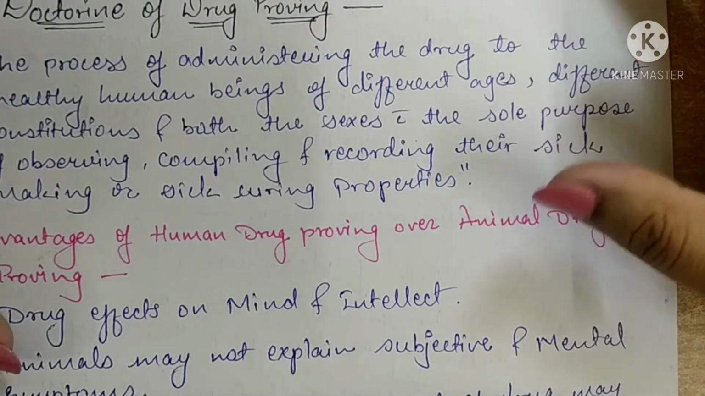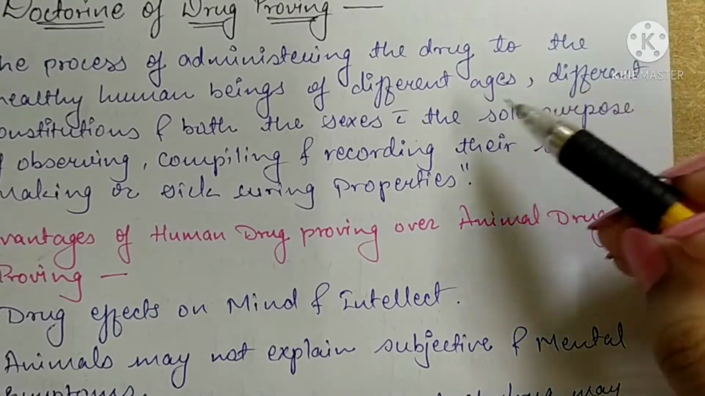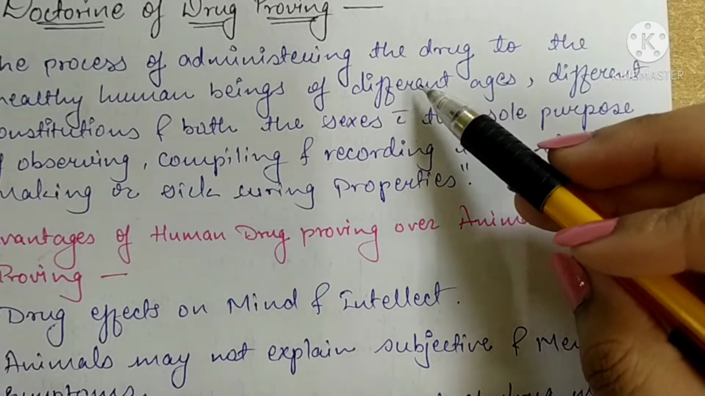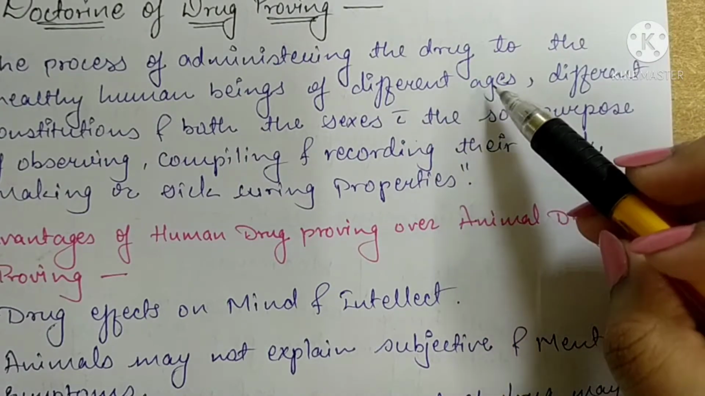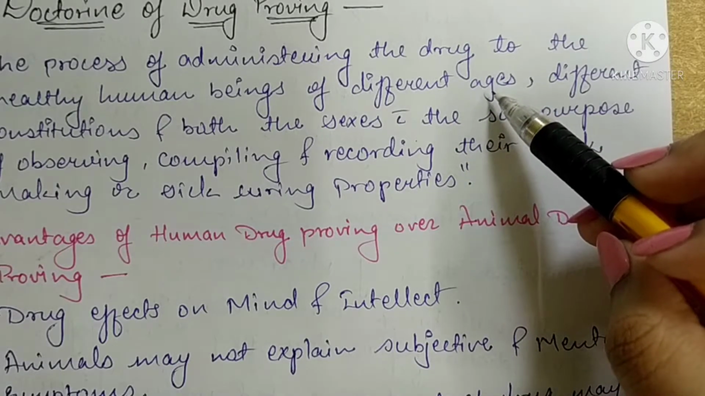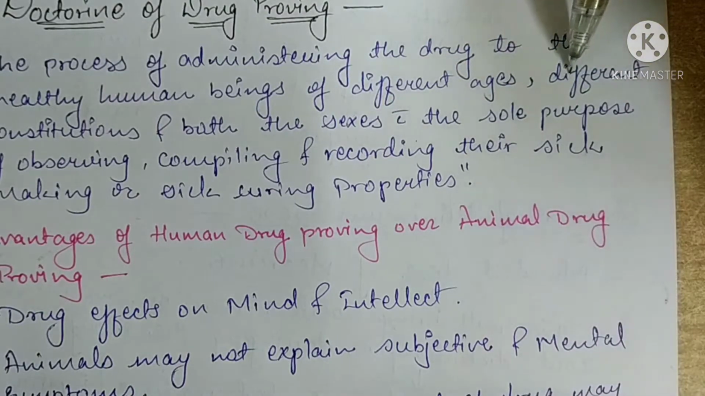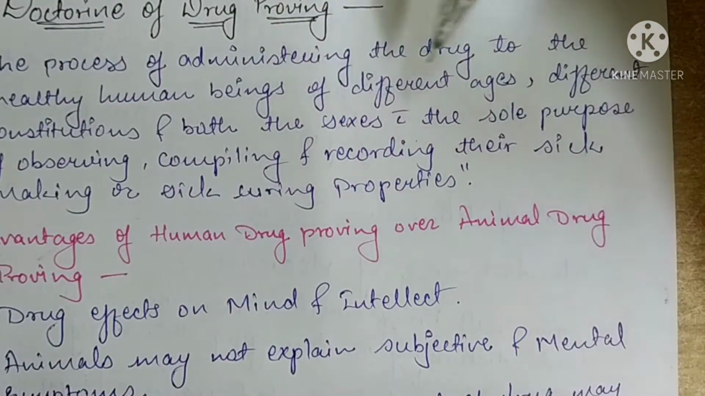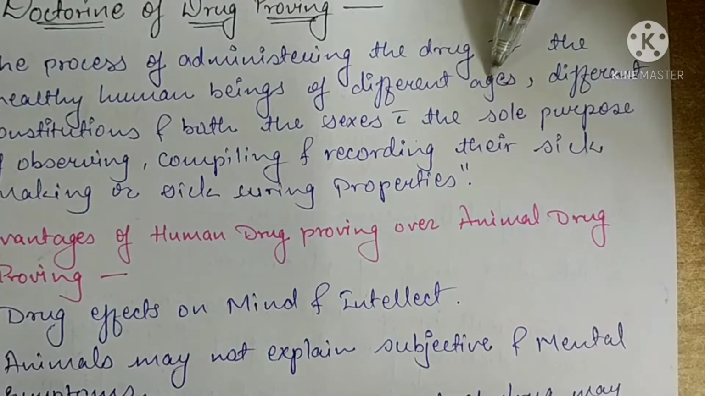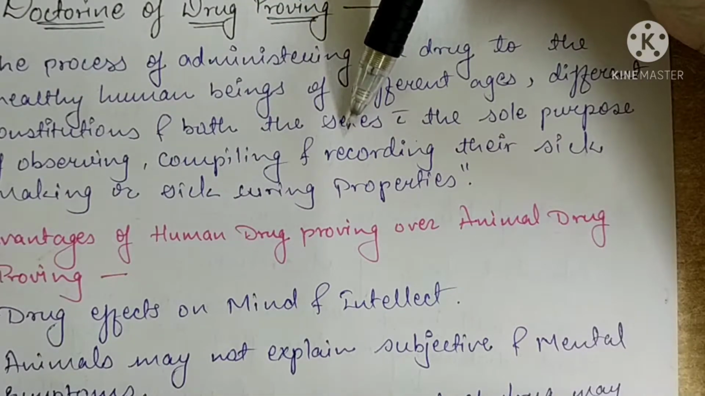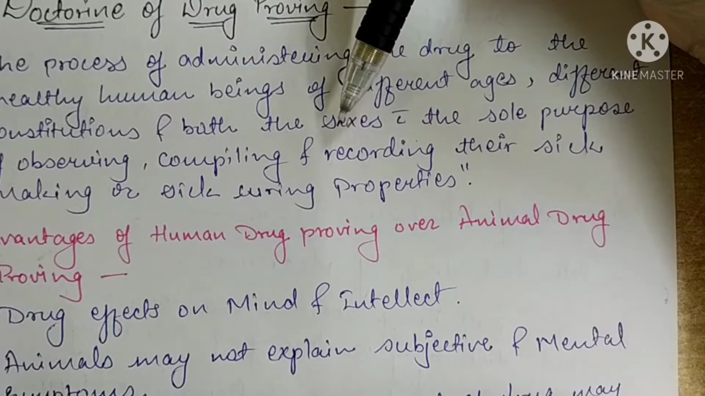So what does this basically mean? The drug should be proved on different age groups. Why different age groups? Because at different age groups different diseases are seen, different susceptibilities are seen, and different reactions to the medicines are seen. So we have to prove the remedy in different constitutions and both the sexes. Like I told, at different ages there are different diseases, and both in male and in female there are some different diseases.